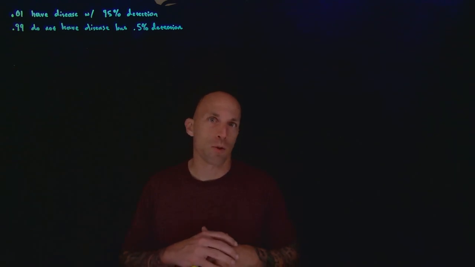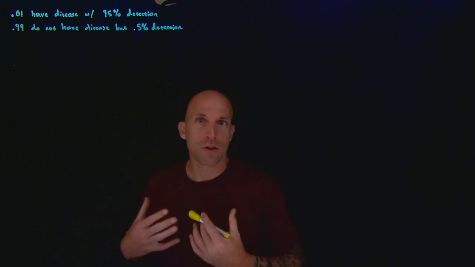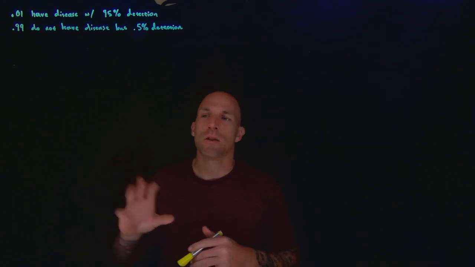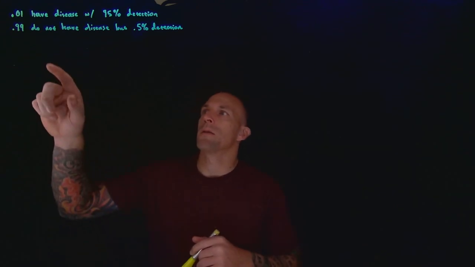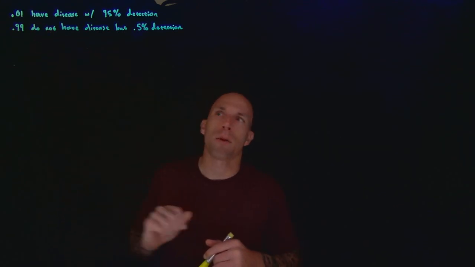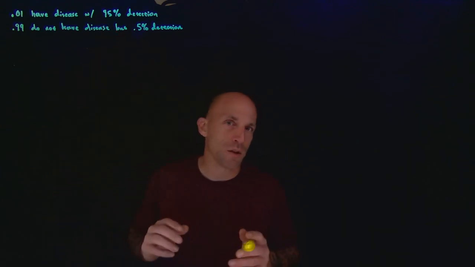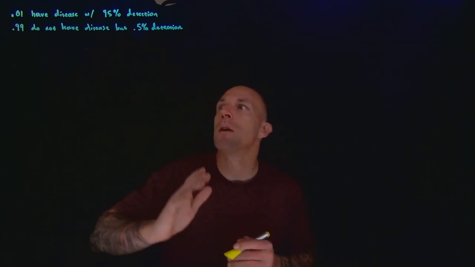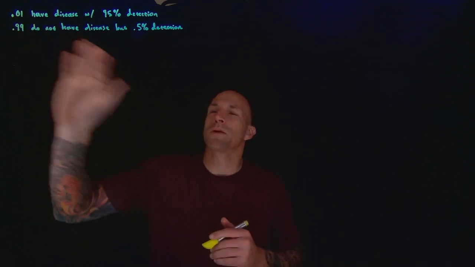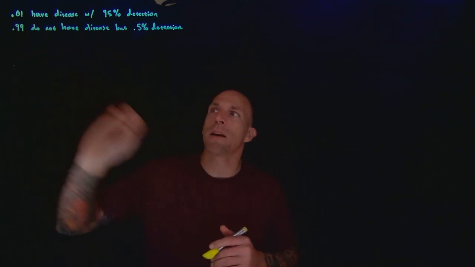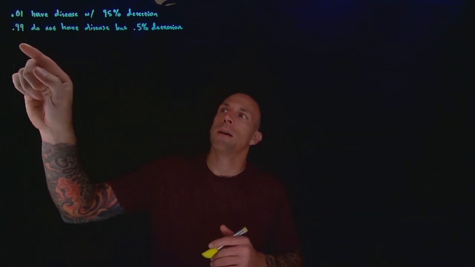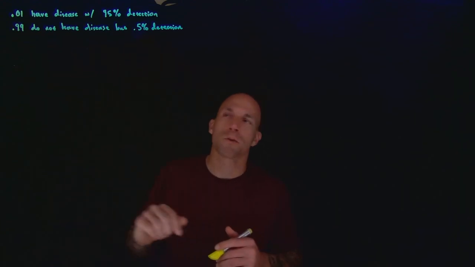This is problem number 24, a classic Bayes theorem problem dealing with disease. We are given that 1% of the population is known to have a disease, and a test will detect that disease 95% of the time. So if 1% has the disease, 99% don't, but sometimes our test produces false positives.